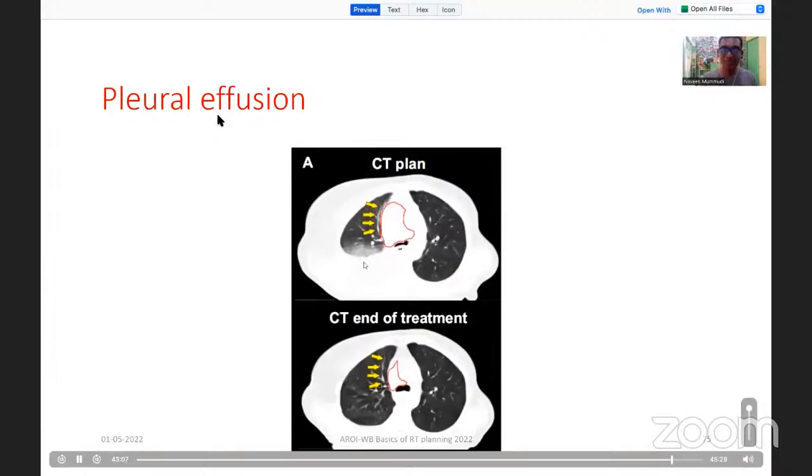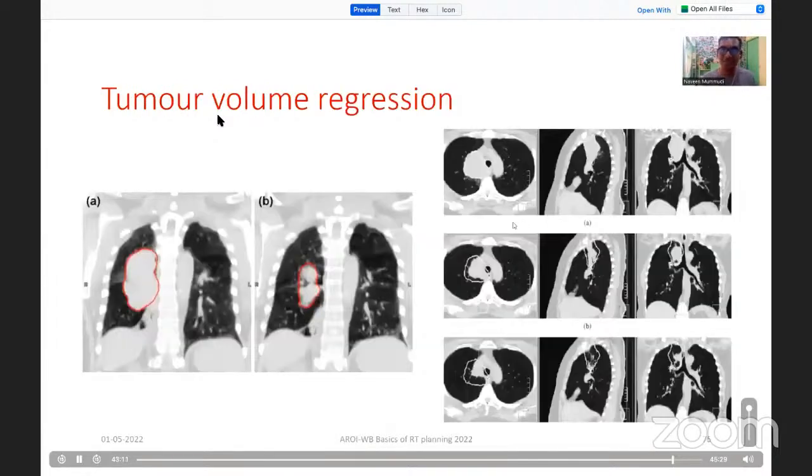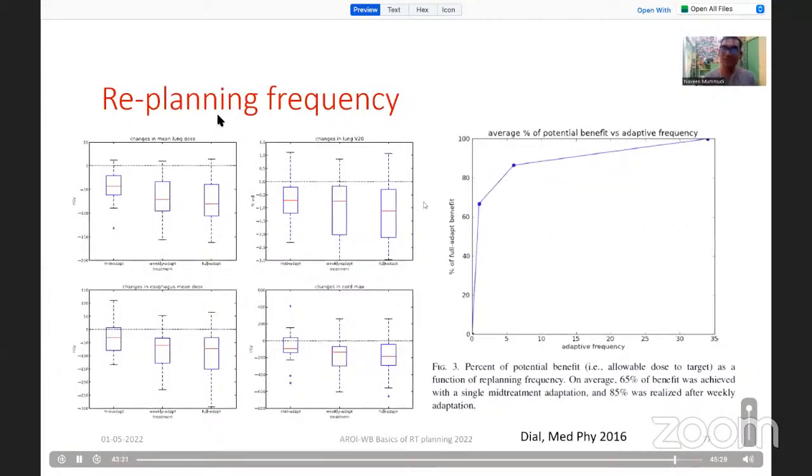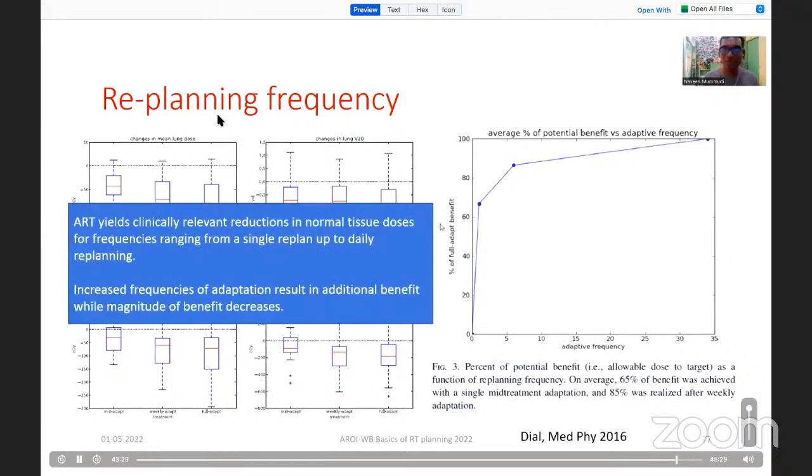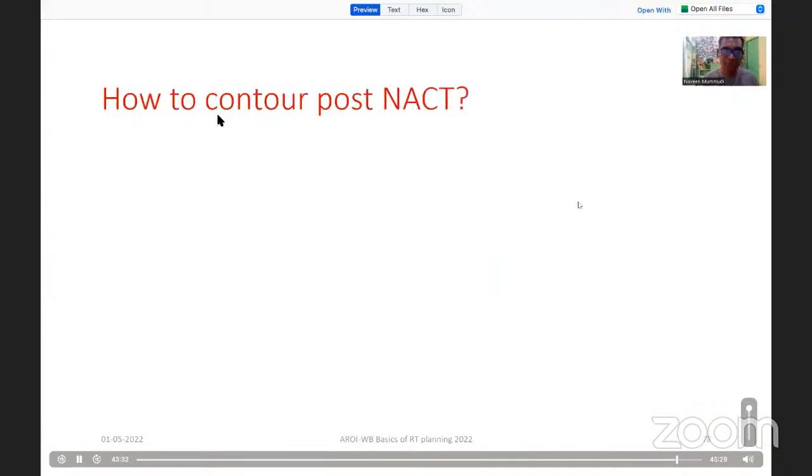Sometimes patients can develop pleural effusion, or existing pleural effusion can resolve. So that is again something that you need to remember. Many times you can have tumors which are responding to your treatment. Again, you need to keep this in mind and adapt your treatment as and when needed. There are various studies which have looked at the frequency of doing adaptive radiation in lung cancer patients. The most commonly done is that if you do it once midway through the treatment, that should be good enough.